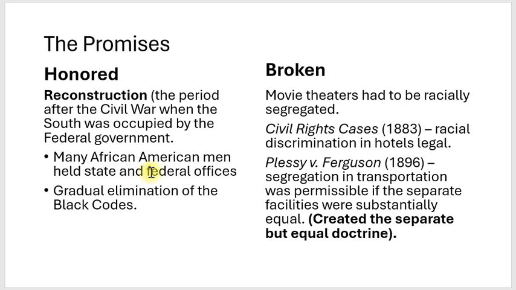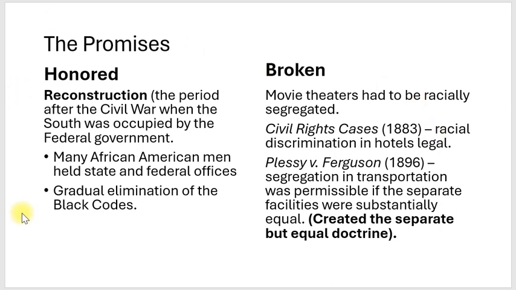So as you can see right here, at this point, it was not against individuals. But then what happened in 1896 was a complete catastrophe. In a case known as Plessy versus Ferguson, it was about segregation in transportation. So it was specifically dealing with railroad cars. And it was permissible, the Supreme Court said, if the separate facilities were substantially equal. So Plessy versus Ferguson created what's known as the separate but equal doctrine.